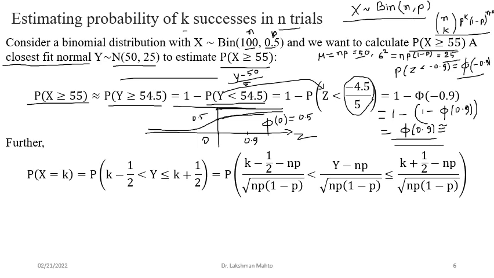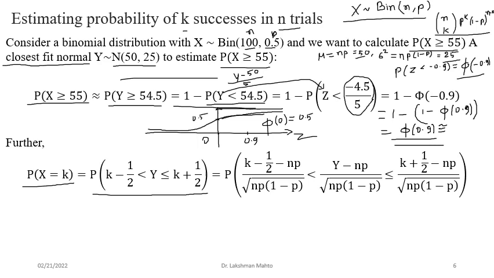That means the event X equal to k, from the perspective of the closest normal fit Y, would be equivalent to Y taking a value between k with a little deviation about k. So you have to take a 0.5 deviation. Generally we take 0.5 deviation. Why? Because Y takes values in a continuum fashion, X takes values in a discrete fashion, and Y is an approximation of X.